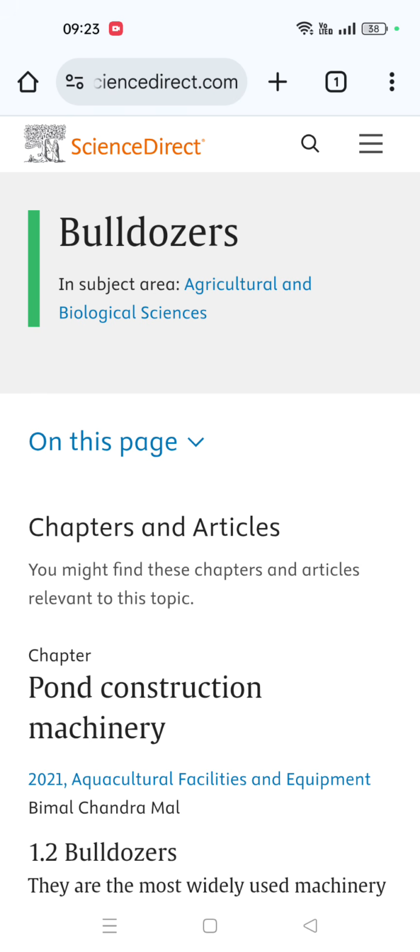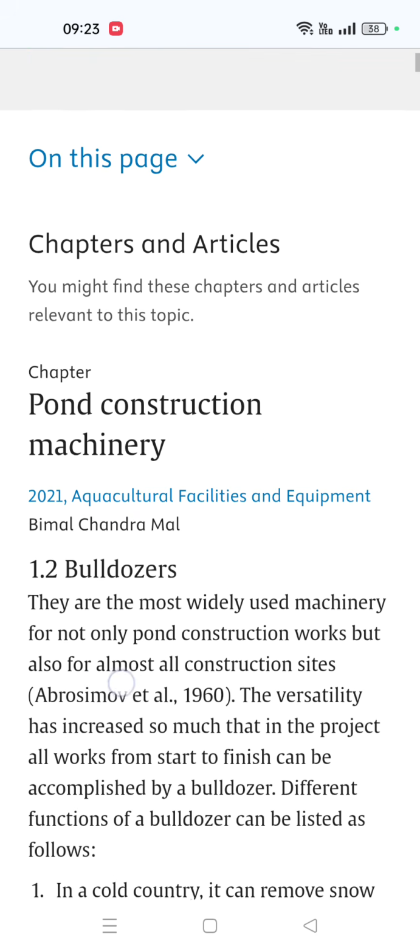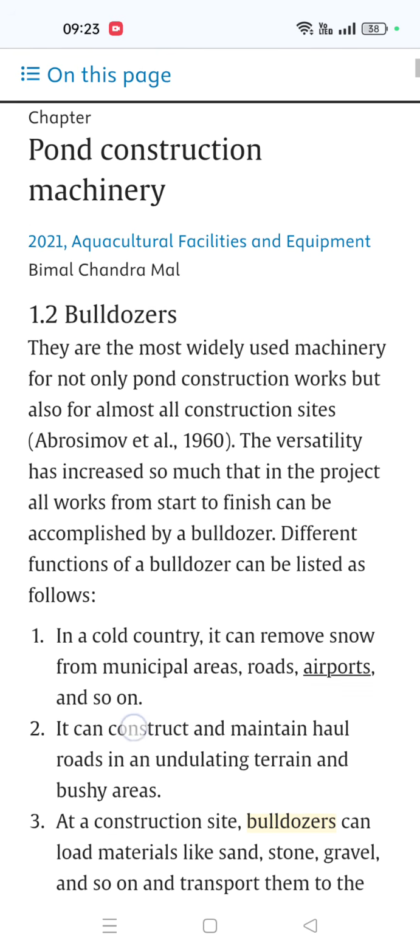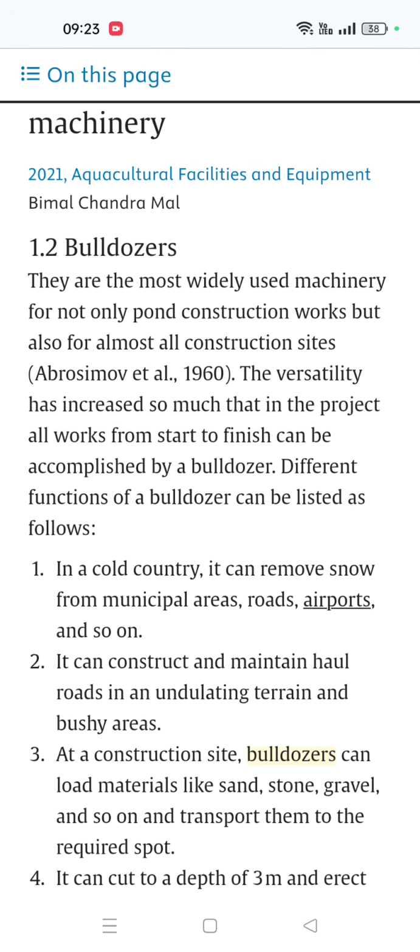The video will show you about Bulldozer, Pond Construction Machinery. 1.2 Bulldozer. They are the most widely used machinery for not only pond construction works but also for almost all construction sites.